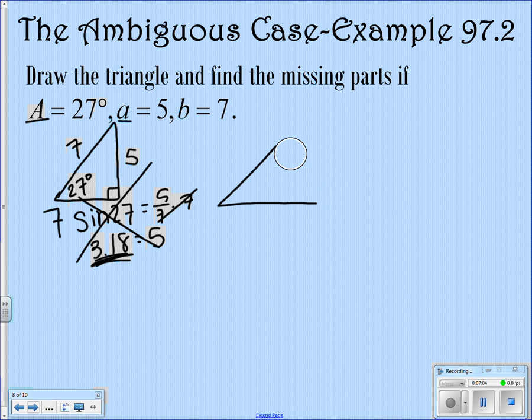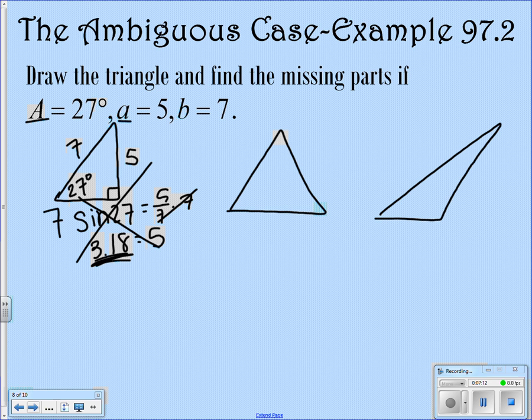The 2 triangles that you have, one of them is going to be an acute triangle, and one of them is going to be an obtuse triangle. Okay, so we didn't have a right triangle, we have 2, either an acute or an obtuse. So fill in that we have a 27 and a 5 and a 7 there, and then we have a 27, a 5, and a 7 here.